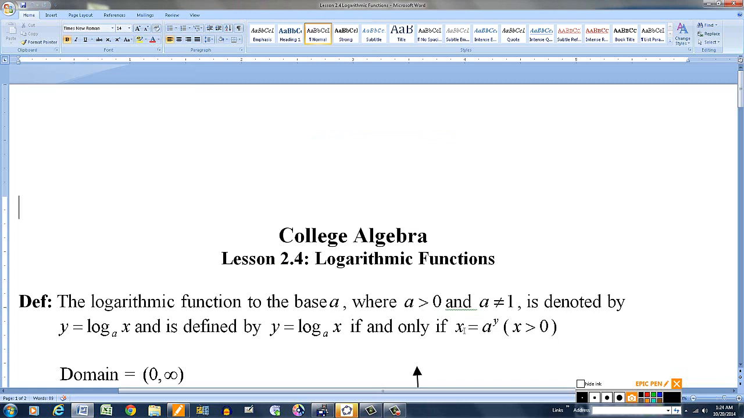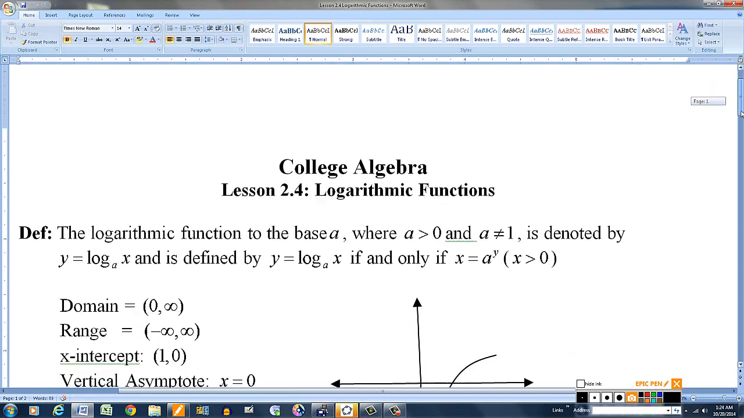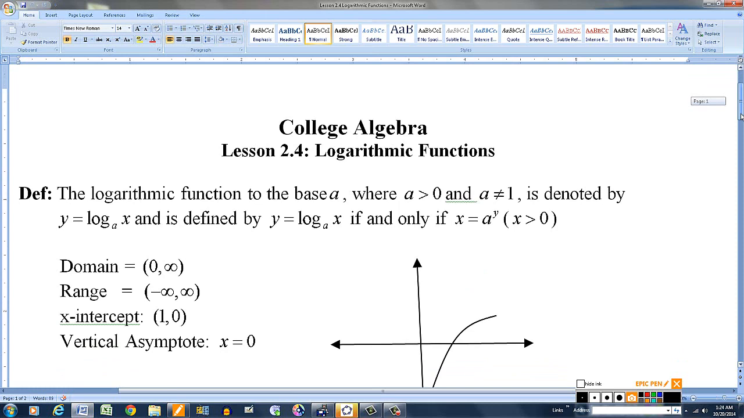And because x has to equal a to the y and a is positive, x has to be positive. So I have in parentheses here, x has to be a positive number. Now the domain of your log function will be from 0 to infinity, not including the 0. The range will be from negative infinity to infinity. The x-intercept will be at (1, 0), and the vertical asymptote will be x equals 0.